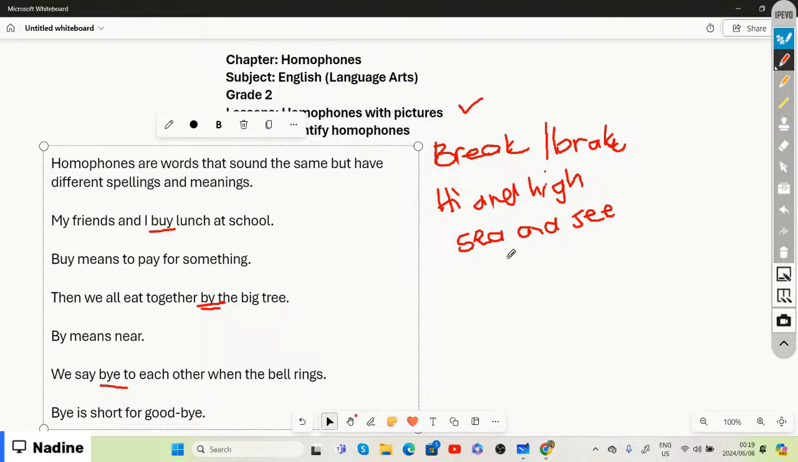Then we have sea and sea. The first word sea, which is SEA, is like the ocean. All right, so we said sea and see. Sea is the ocean. And then the other word see is like when you look at something.